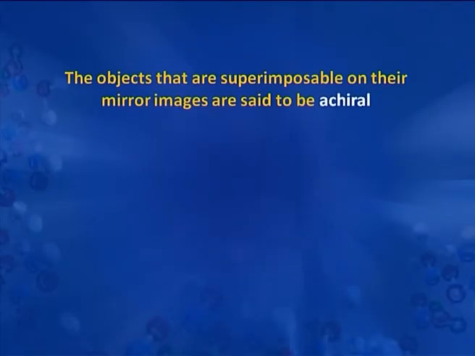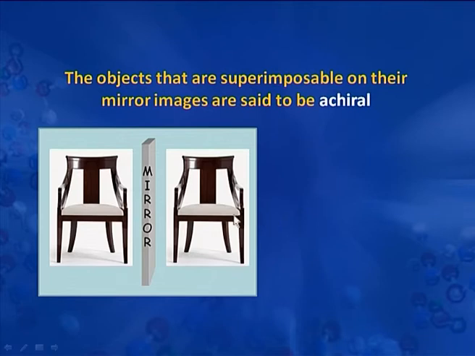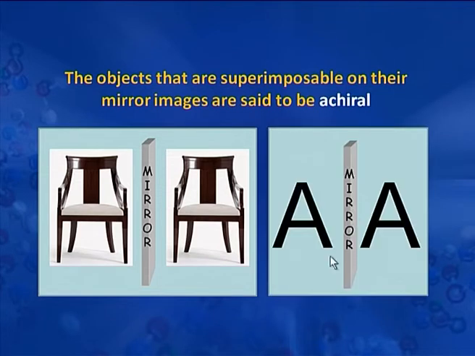Let us talk about some objects which can be superimposed. They are called achiral. One example is a chair of this type. There is a chair and then its mirror image. If I take this mirror image and put it over it, it will be exactly superimposable. So, this chair is achiral. Similarly, let us have the alphabet A from English, this A and its mirror image. If I now shift this A over it, it will be exactly superimposable.